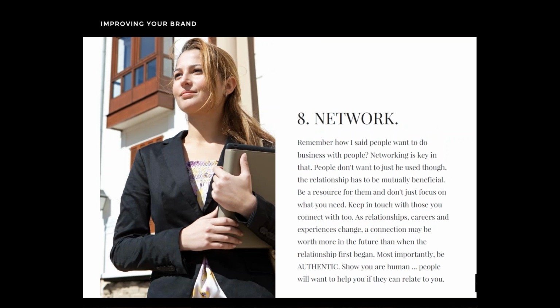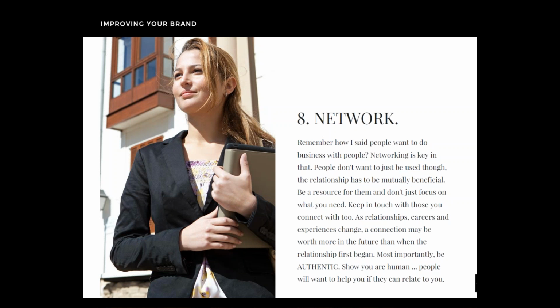Next is networking. As Kappas, we know all about networking. It's part of our sisterhood. Remember how I said people want to do business with people? Networking is the key to that. They don't want to be used for their relationship, though. You can't just connect with somebody because you want them to get you a job. This has to be a mutually beneficial relationship. So be a resource for them as well, and don't just focus on what you need.